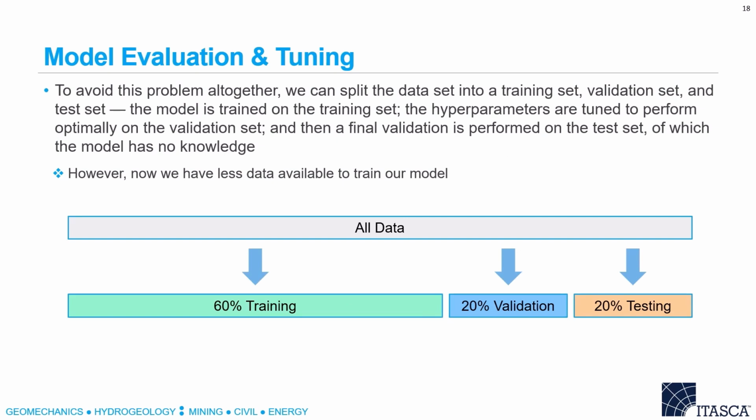This can be further helped by splitting your dataset into a training set, validation set, and a final held-out test set. The model is trained on the training set, evaluated and optimally tuned on your validation set, and then a final validation is performed on the held-out test set, of which the model has no knowledge of. While this further prevents overfitting your model, the big consequence here is that we now have less data available to train our model. Additionally, we're still optimizing the model on only a single split of the dataset.